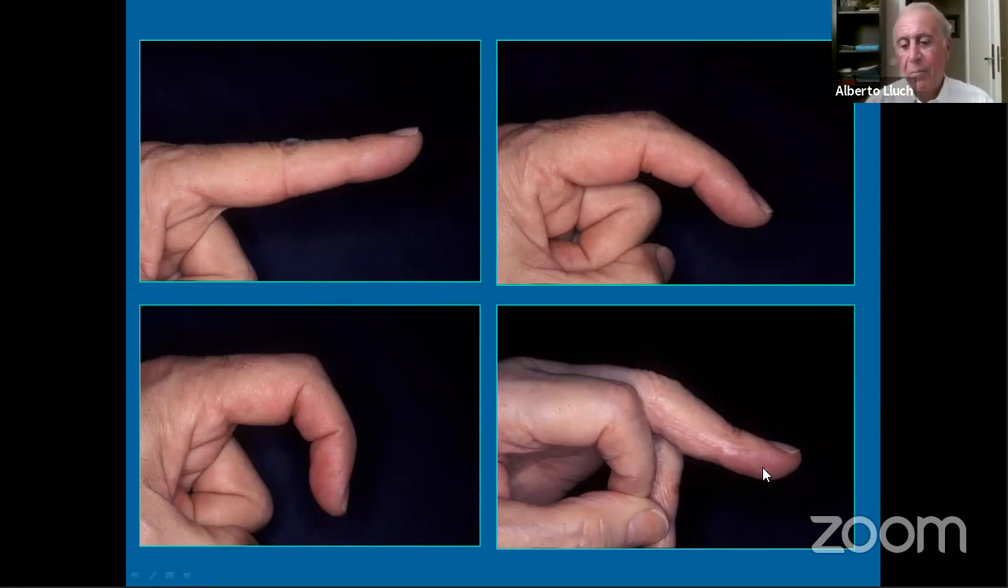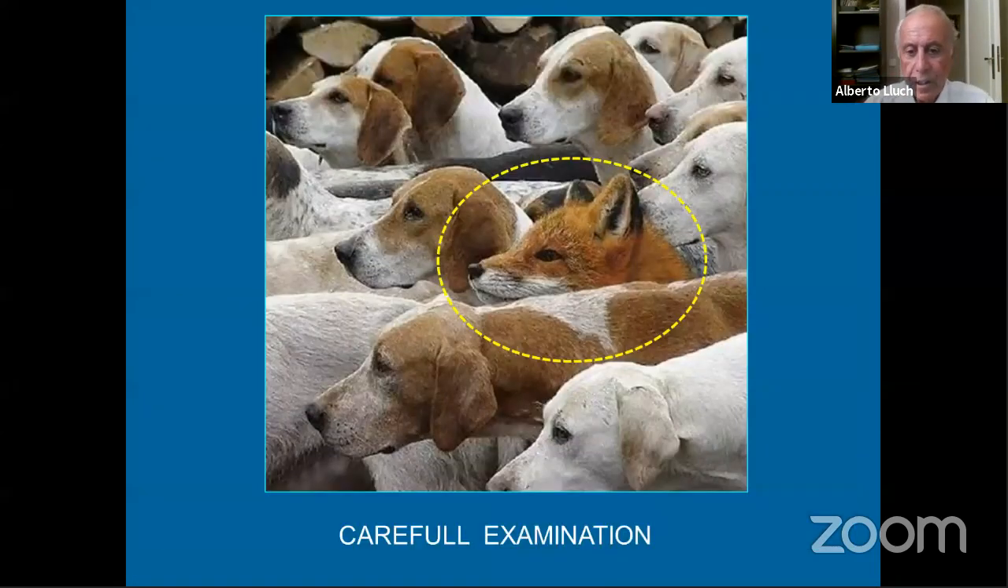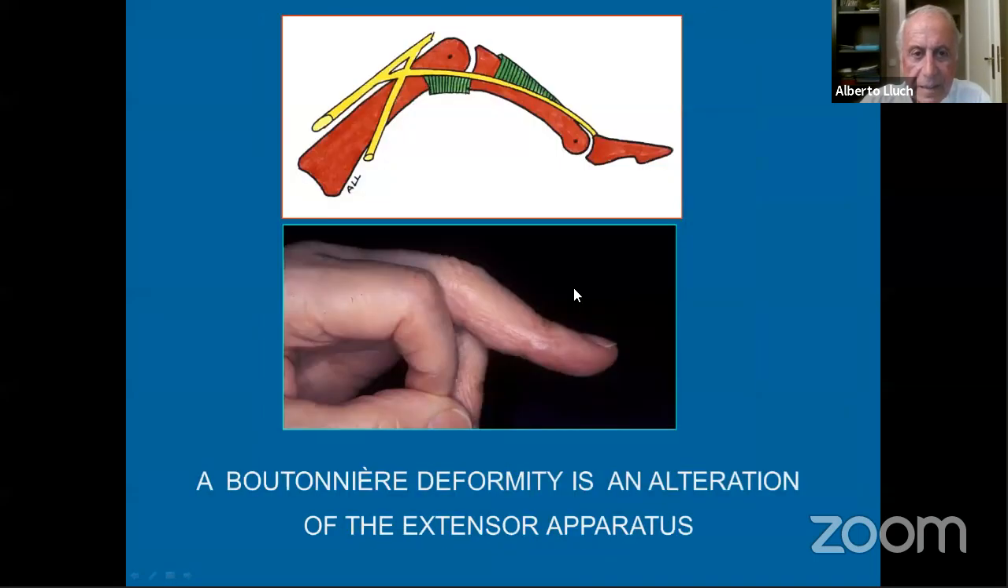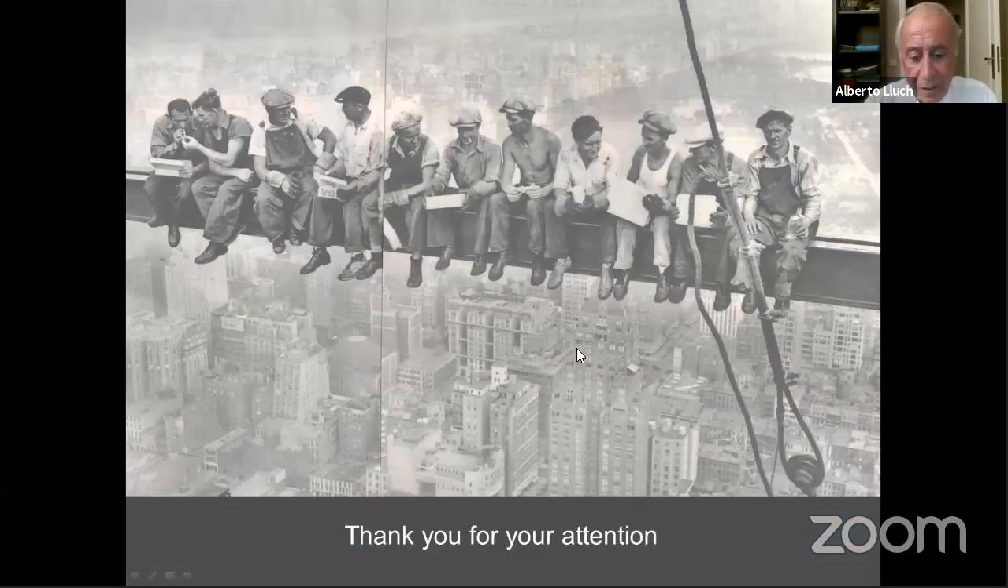This is just the beginning of a boutonniere deformity in a rheumatoid patient. So we always have to do a careful examination, otherwise we can be fooled, like this fox here. So, as I said before, a boutonniere deformity is an alteration of the extensor apparatus. So the finger should look this way. Thank you very much for your attention. It has been just 1 minute over the time.